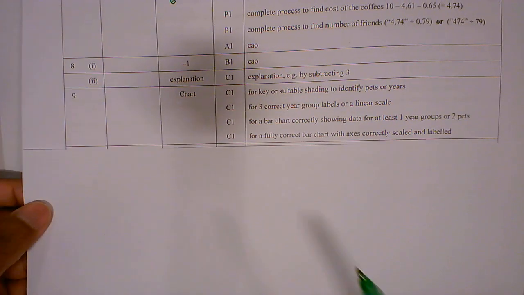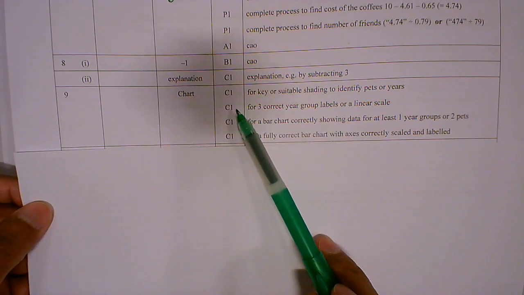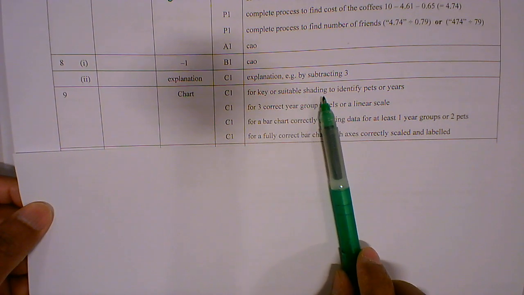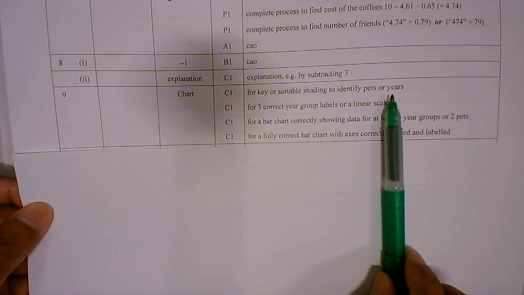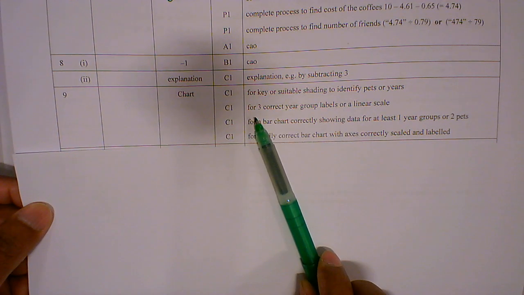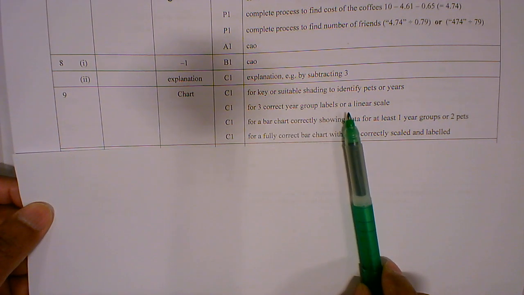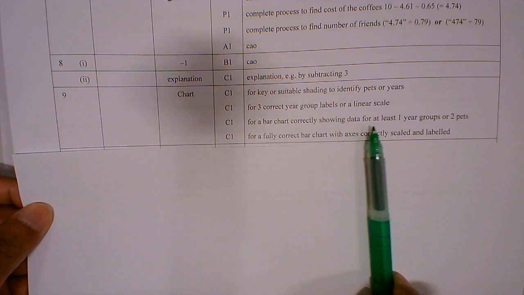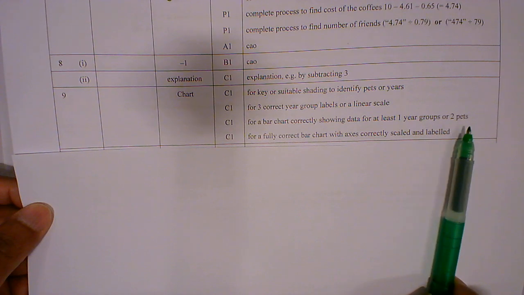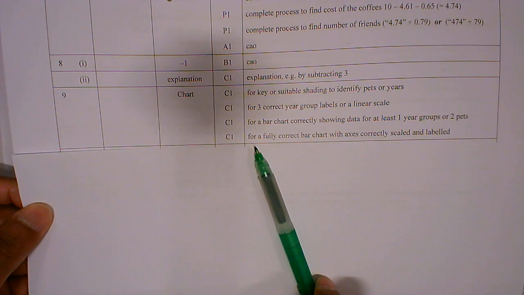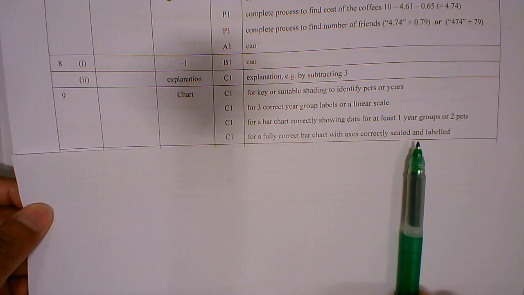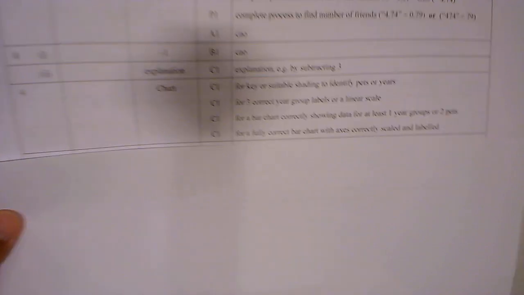So it's looking for a bar chart, and you have to clearly communicate these things. So having a key or suitable shading to identify pets or years. For 3 correct year group labels or a linear scale. For a bar chart correctly showing data for at least 1 year groups or 2 pets. And the final mark for a fully correct bar chart with axes correctly scaled and labeled. So how do we do this?